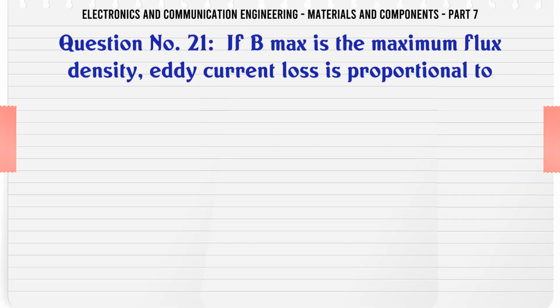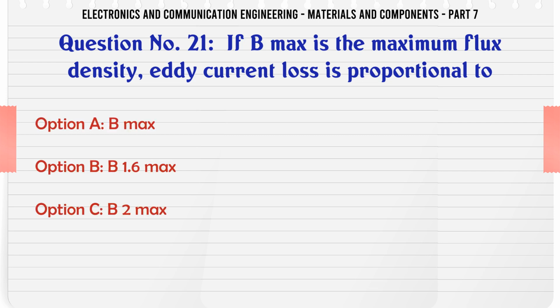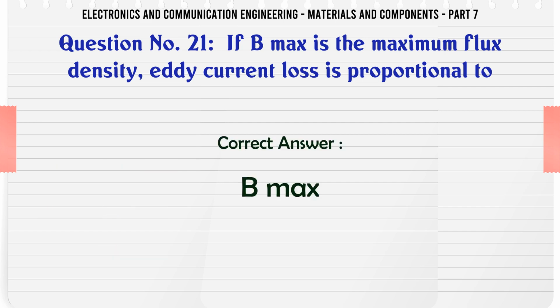If B max is the maximum flux density, eddy current loss is proportional to: A. B max, B. B 1.6 max, C. B2 max, D. B3 max. The correct answer is B max.